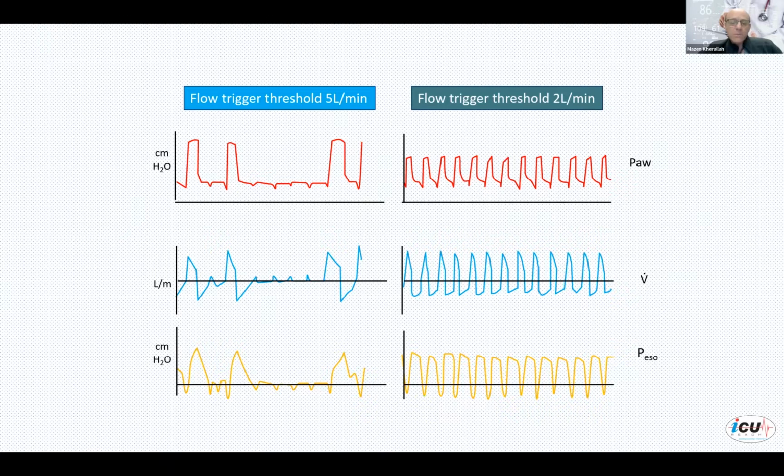And now you need to notice when we change the trigger to 2 liters, we were able to trigger the ventilator with every single breath of the patient. However, yes, you are responding to every single breath for the patient, but look what you did. The patient's neural drive is very high. He's breathing very fast, actually.